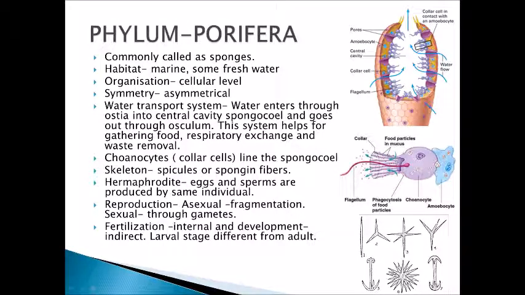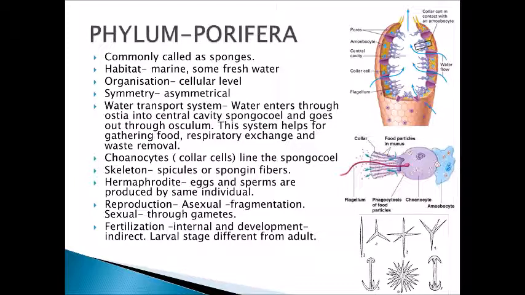These organisms are bisexual. The term used is hermaphrodite. That means these bisexual or hermaphrodite animals produce both types of gametes. That is, the same individual can produce eggs and sperms, and thus the organism is called hermaphrodite. Reproduction is asexual by fragmentation, and sexual reproduction takes place through formation of gametes.